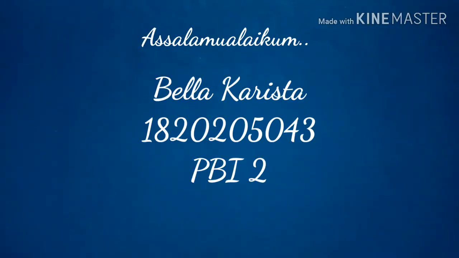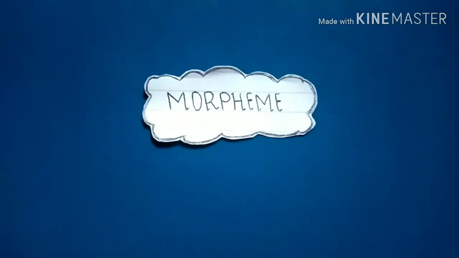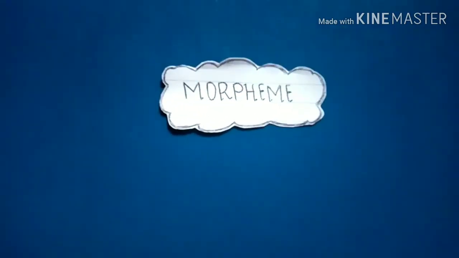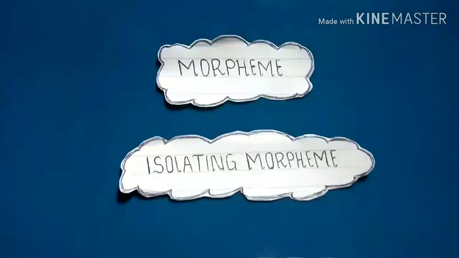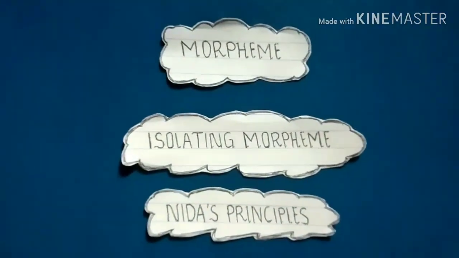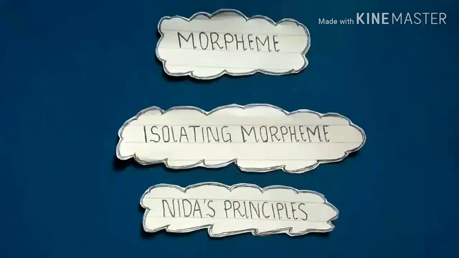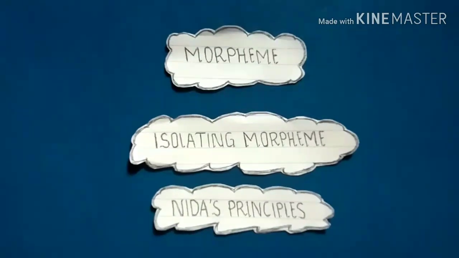My name is Bella Karista from PBI2. In this video, I'm going to tell you about morpheme, that is the smallest significant unit of grammar. And then for the first time, we are going to learn about isolating morpheme by Nida's principle. In this chapter, Nida provides 6 principles of how to isolate morpheme in words. Now let's see the first principle by Nida.